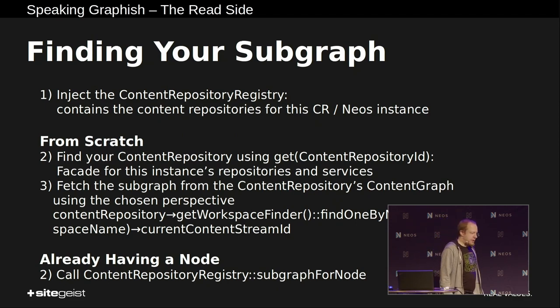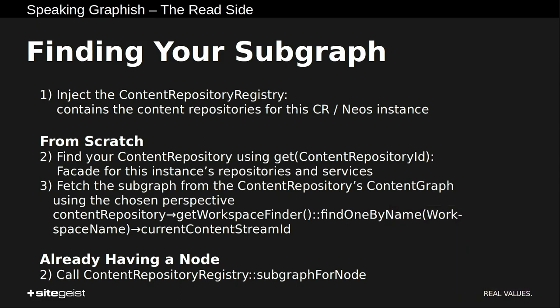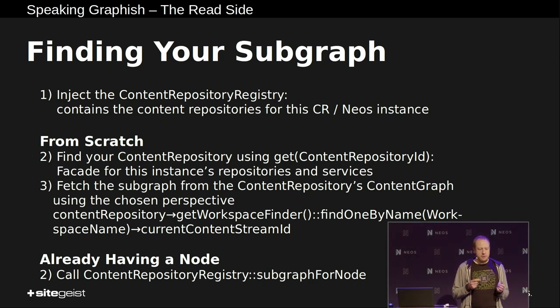So finding a subgraph is actually the only slightly difficult thing you have to do. Because if you have, like, your product catalog and Flow, you just inject it and you're done. And that's not so easy with subgraphs because there are so many of them. You have to define which one you want. So the thing to inject, as we learned yesterday already, is the content repository registry. There, all the different content repositories that you configured in your system are registered, as it says in the name.